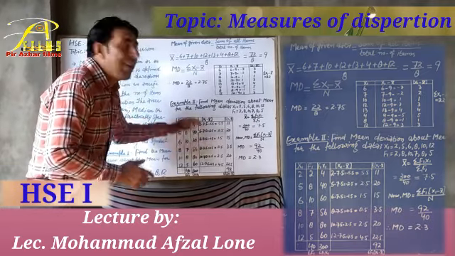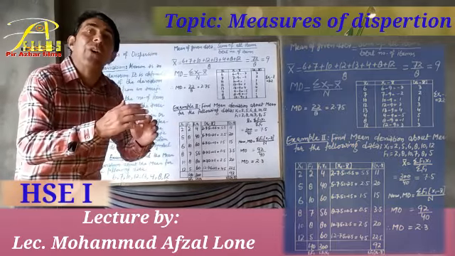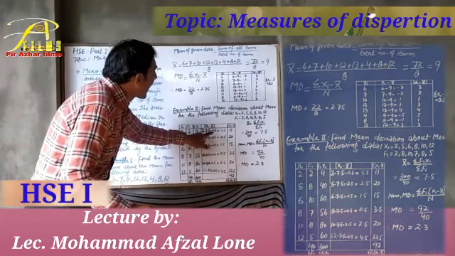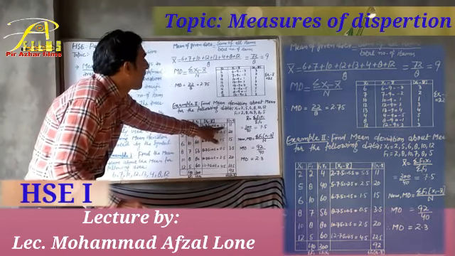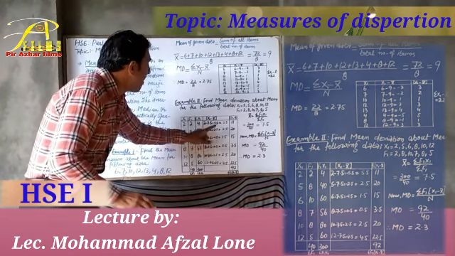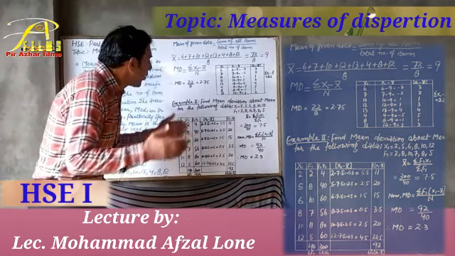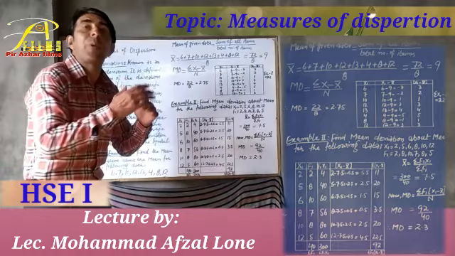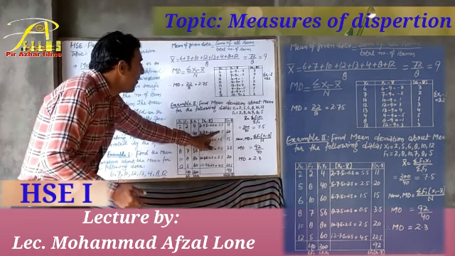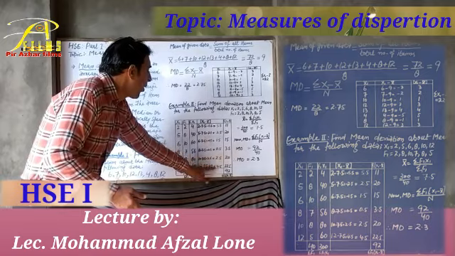So here we have some deviations in the form of negatives, but we have to neglect the negative sign, we have to ignore the negative side. So see, instead of minus 5.5, we will write 5.5. Instead of minus 2.5, we will write 2.5. Instead of minus 1.5, we will write 1.5. And 0.5 is already positive, 2.5 is already positive, 4.5 is already positive. So our |x minus x bar| is 5.5, 2.5, 1.5, 0.5, 2.5, 4.5.